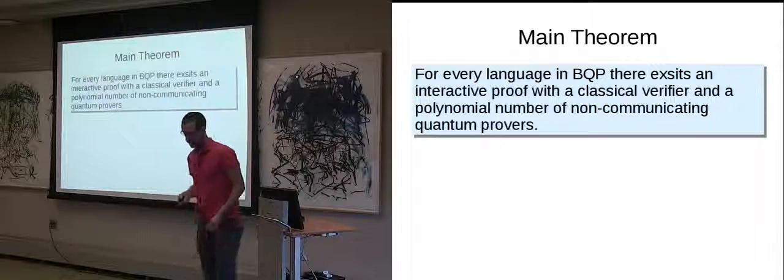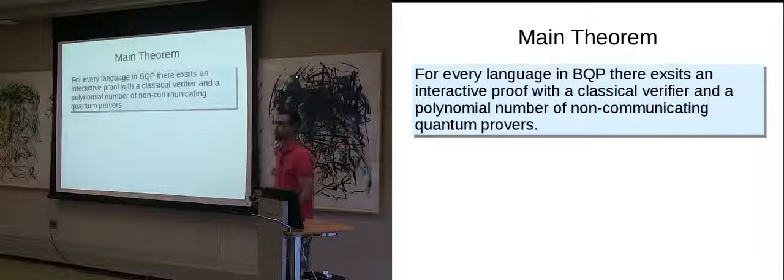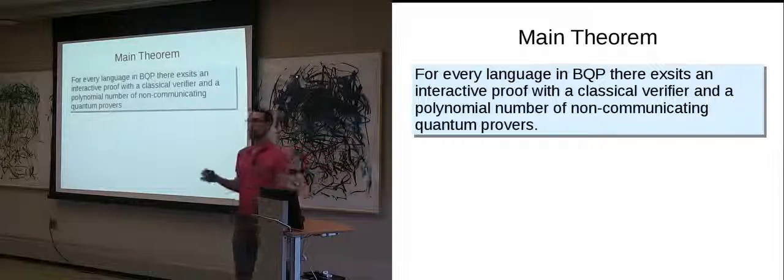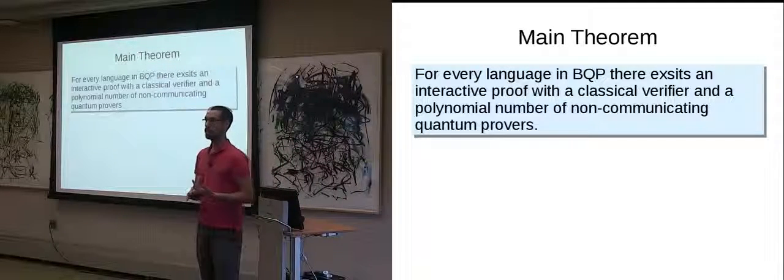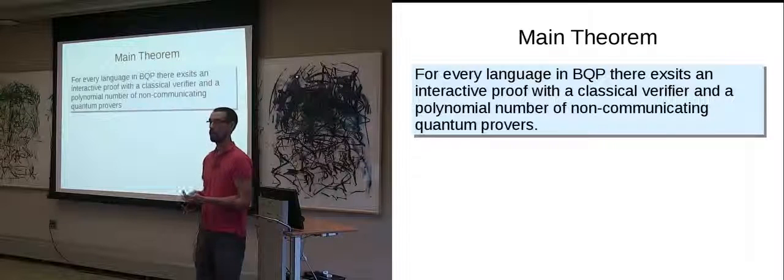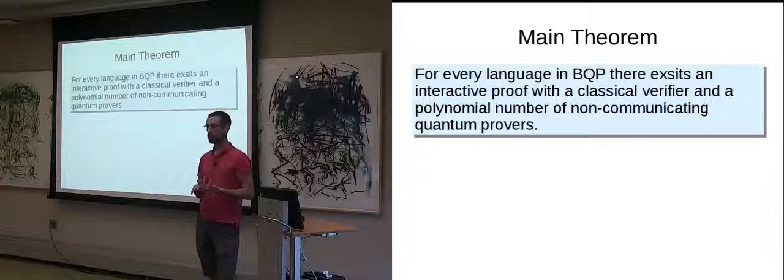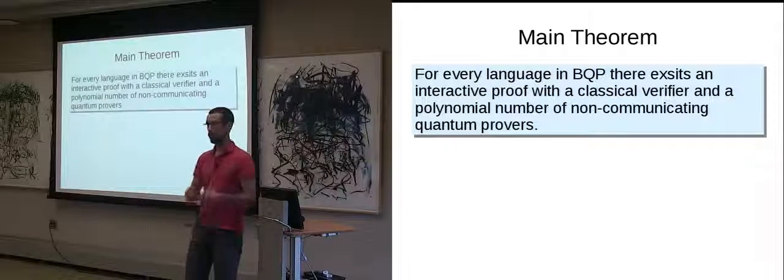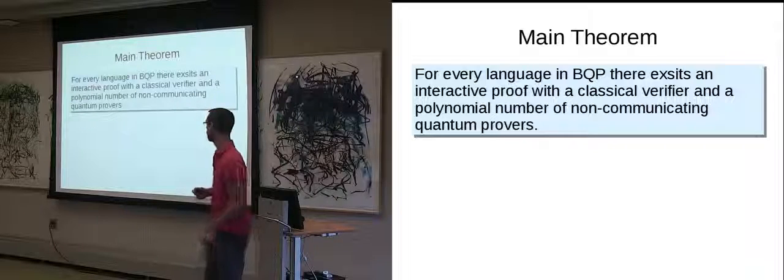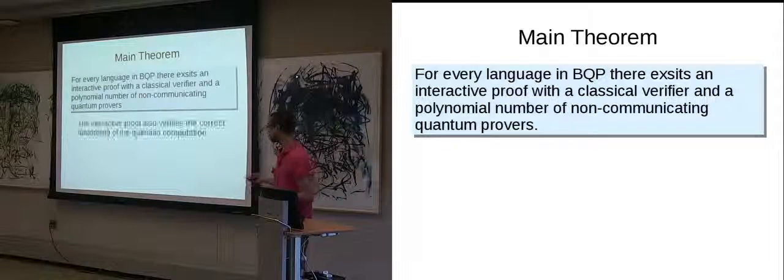So the main theorem that I prove is that basically we get everything that we could have asked for. For any language in BQP, there exists an interactive proof where we have a polynomial number of quantum provers and a classical verifier that's limited to polynomial time. So basically we can take any quantum computation and turn it into an interactive proof, and there's a polynomial overhead, but it's still polynomial sized. Okay? So basically I get everything I wanted.